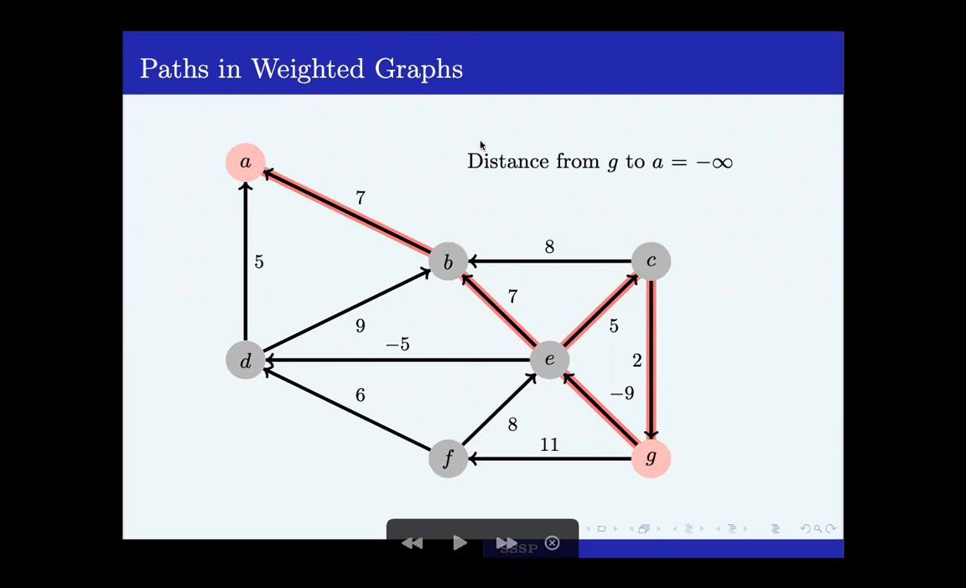Sorry, can you repeat it again? Okay, so this path. Did you understand that this cycle has negative weight? Yes, minus 2. So what happens if my path is of this form?